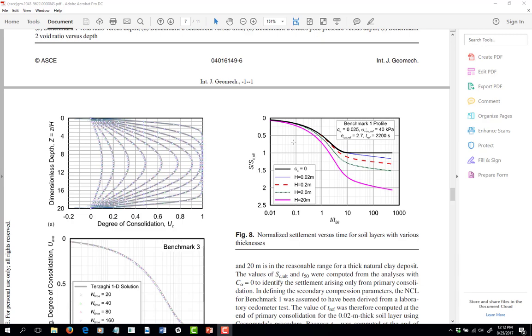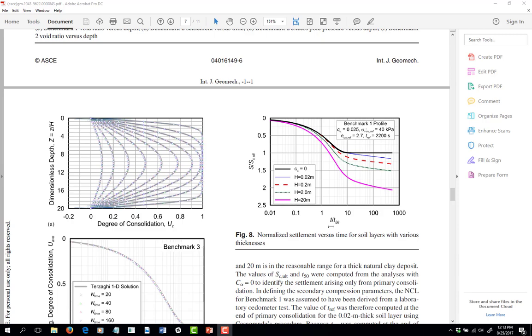So what we're seeing here, the black curve is for zero secondary compression. The blue line is for a 2 centimeter thick specimen, which would be like a laboratory specimen thickness. You can see that there's no noticeable secondary compression happening during primary. It's all happening out here. But once we get thicker and thicker, out to 20 meters, now there's a significant amount of secondary compression happening during primary. And we see now after primary you get to this pure secondary compression phase.